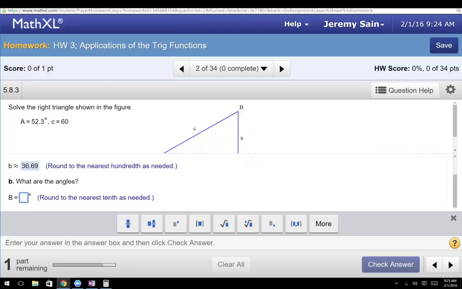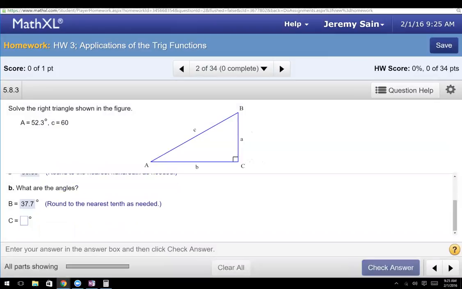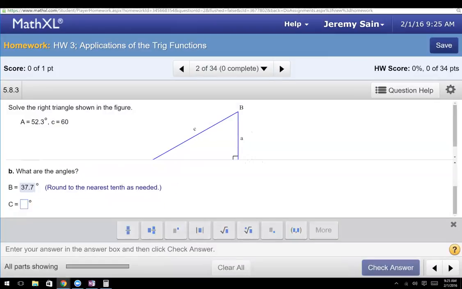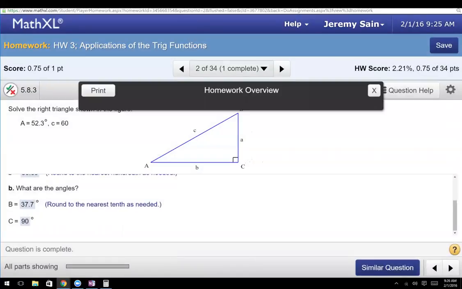Okay, what's the other angle? We could use trig functions to do this, or we could just think, hey, what do you know about the angles in a triangle? They add up to 180, right? We know one of them's 90, so the other two add up to 90. One of them's 52.3. So 52.3 plus what makes 90? 37.7. Come on, you can subtract in your head. What's angle C? 90. Yeah, that was it. Let's get something trickier.